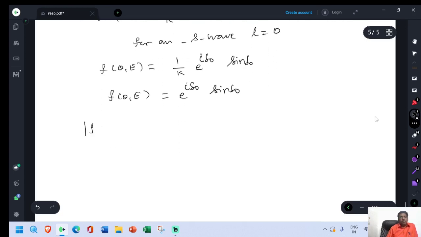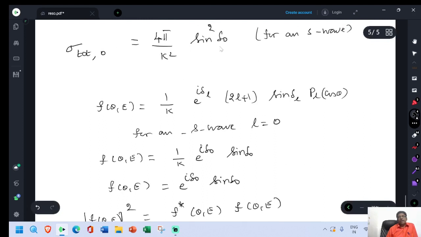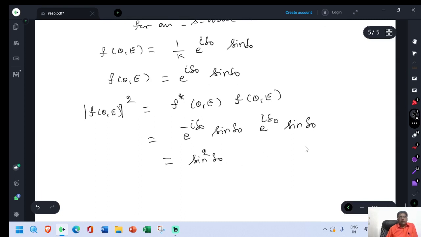Now, absolute square of f of theta comma E for an S wave equal to f star theta comma E into f of theta comma E. F star means e power minus I del 0 into sin del 0. Then f of theta comma E is e power I del 0 into sin del 0, which is equal to sin square del 0. So in the case of total scattering cross section, instead of sine square del 0, we can put absolute square of this f of theta comma E. Therefore, sigma total equal to 4 pi by k square into absolute square of f of theta comma E. This is equal to 4 pi by k square.